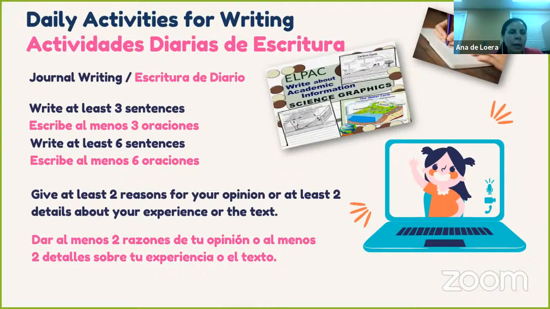And also to at least write at least 3 sentences. You don't have to write a whole paragraph, just write 3 sentences today. Or write at least 6 sentences. And then you could at least give 2 reasons, or support their opinion by providing details or examples. And so hopefully these daily activities for writing help you with your child at home.